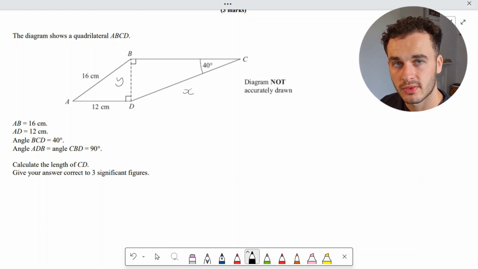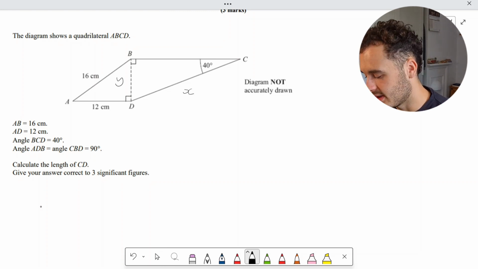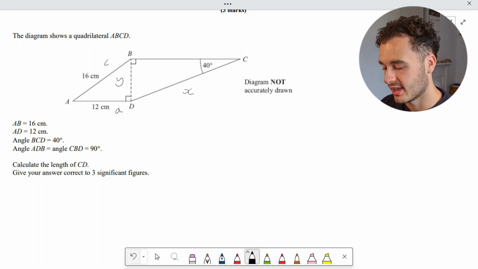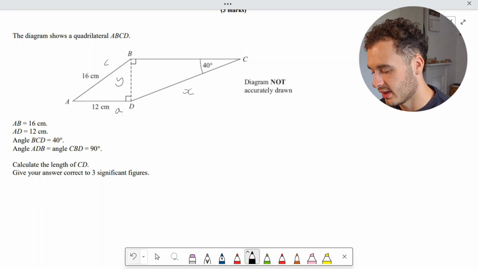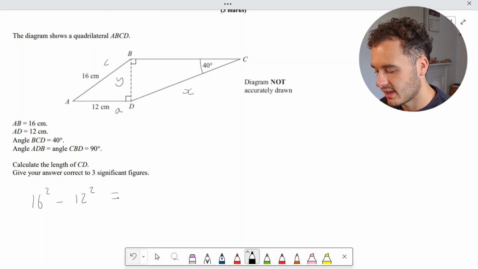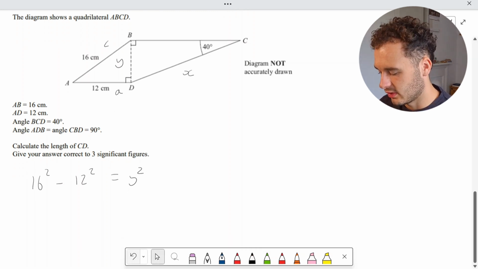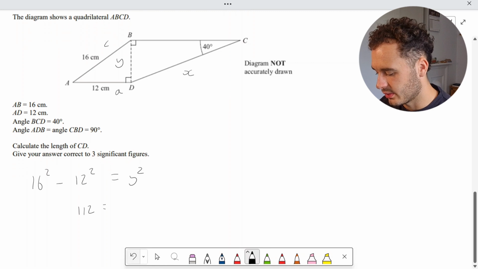Can you remember Pythagoras theorem? A squared plus B squared equals C squared. So in this case, we have C and we have A, so we're actually going to have to do C squared minus A squared to find B squared. So we're going to do 16 squared minus 12 squared equals Y squared. Putting that in the calculator, 16 squared minus 12 squared, this is 112, and the square root of 112 gives you 4 root 7. So I've got 112 equals Y squared.